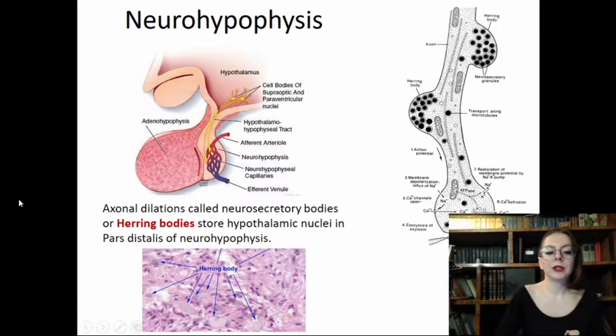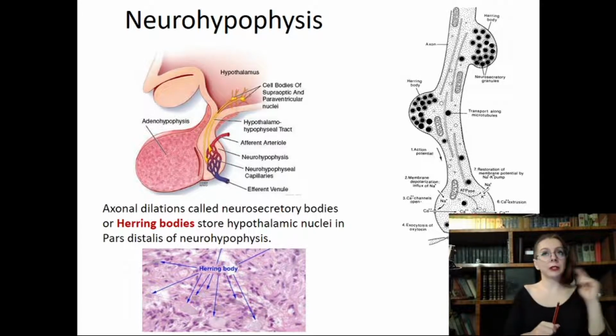Neurohypophysis is represented completely by axons descending from the hypothalamus. So what is interesting is that neurohypophysis has no neurons of its own. It contains only axons of the hypothalamus. And those axons have dilated end portions destined to store, to sequester hypothalamic hormones.